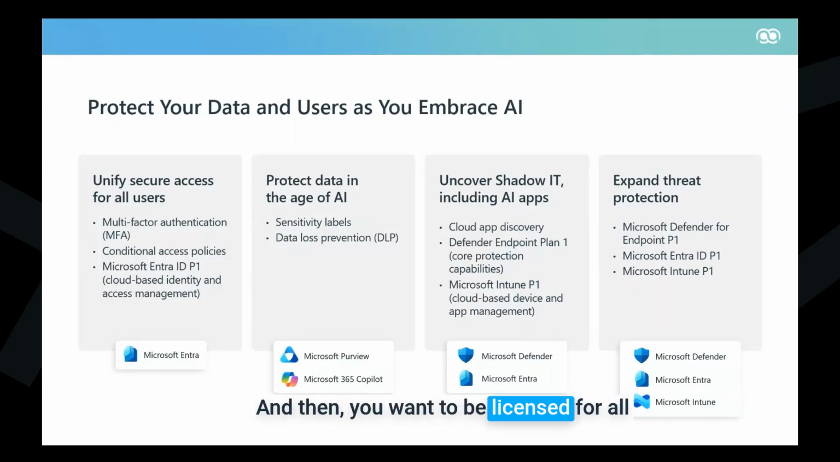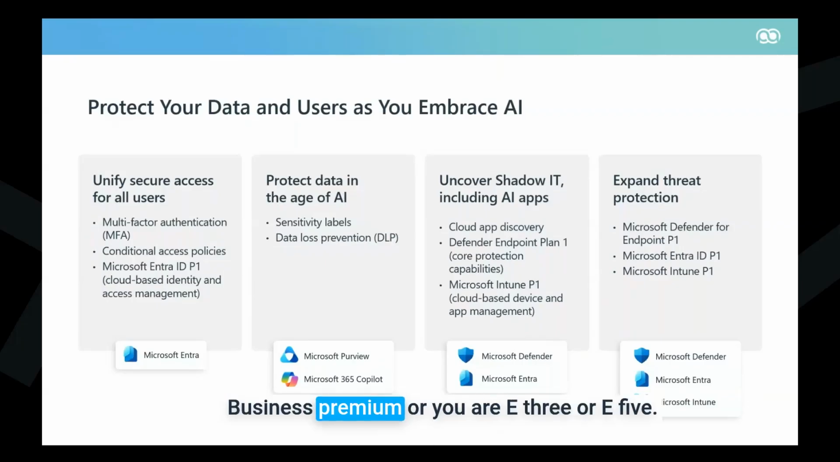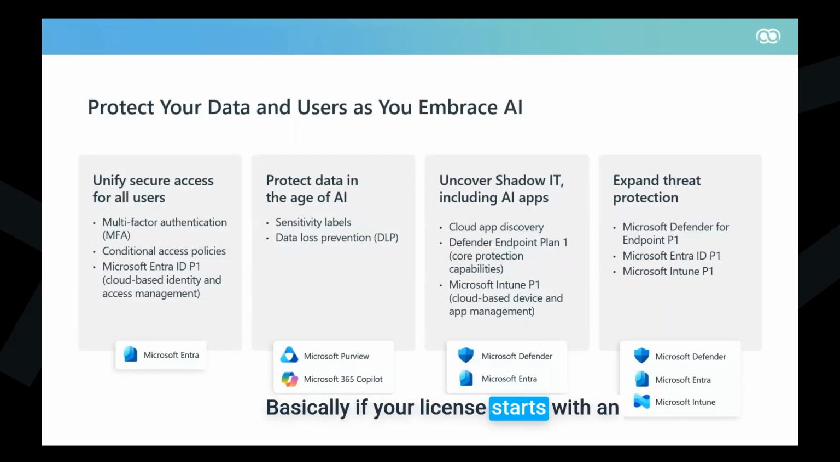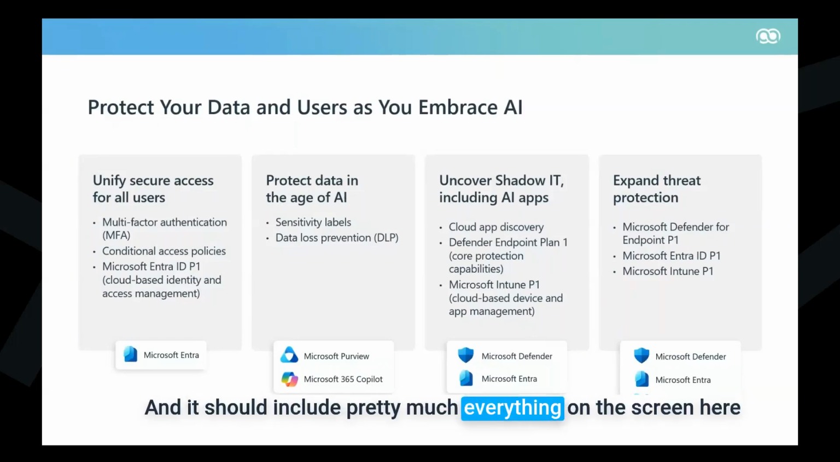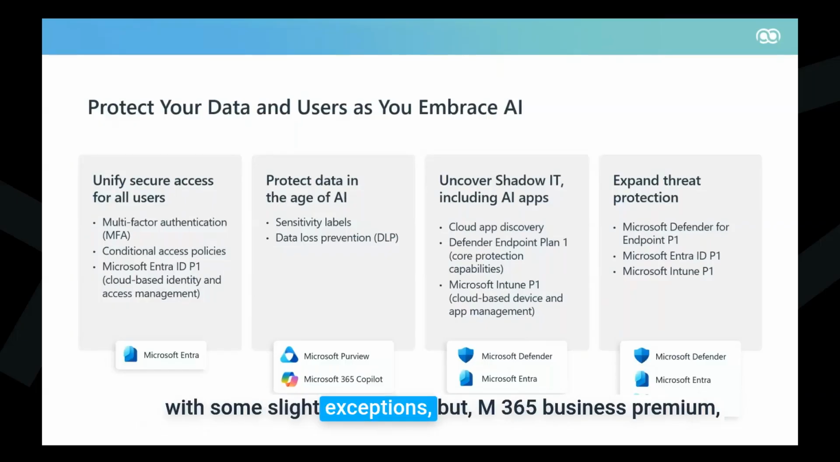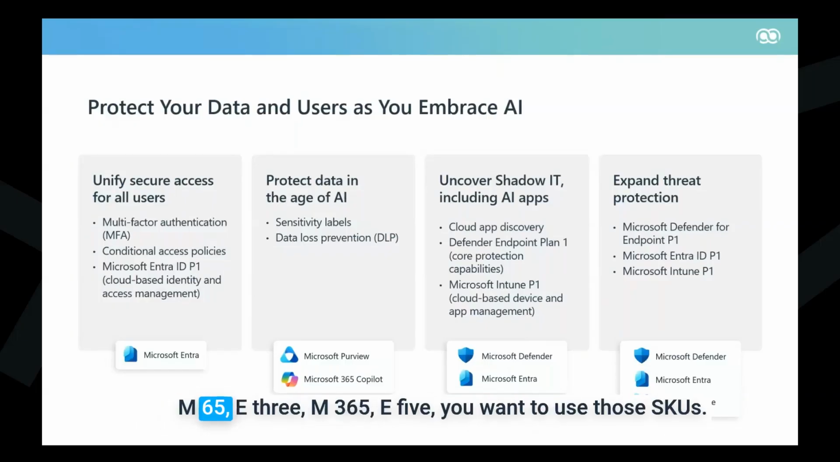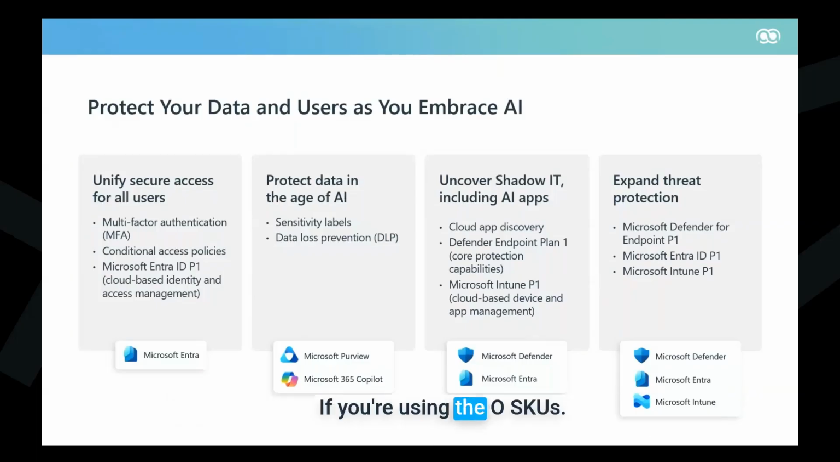And then you want to be licensed for all of the licenses that we've added here. If you are M365 Business Premium, or you are E3 or E5, basically, if your license starts with an M, then you are using a modern license, and it should include pretty much everything on the screen here, with some slight exceptions. M365 Business Premium, M365 E3, M365 E5, you want to use those SKUs. If you're using the O SKUs, O stands for old. Those are not going to have the protections in it for your particular agent.